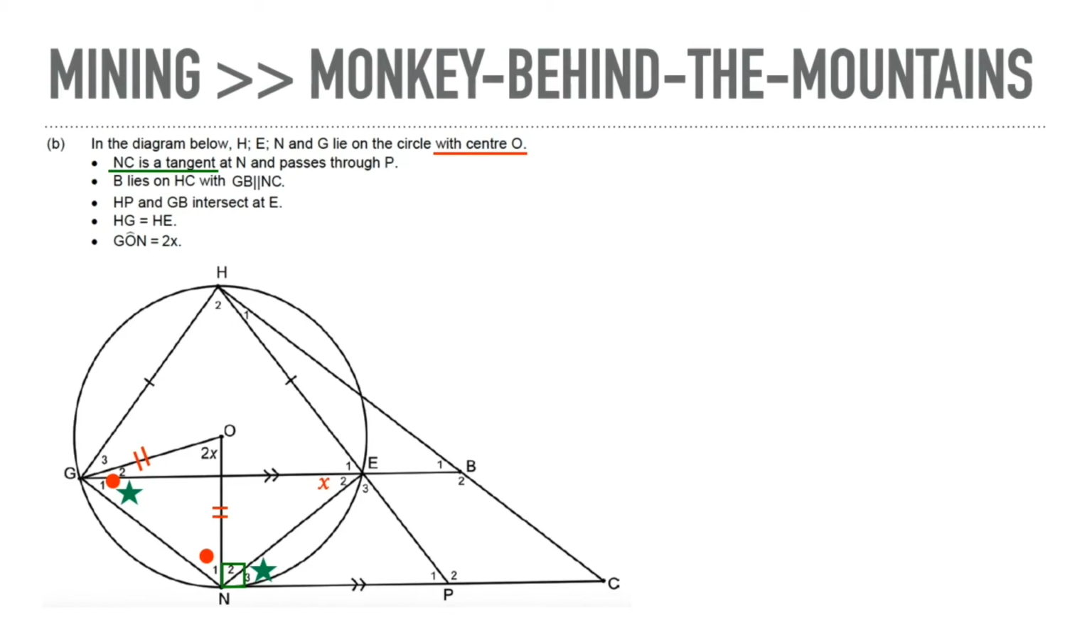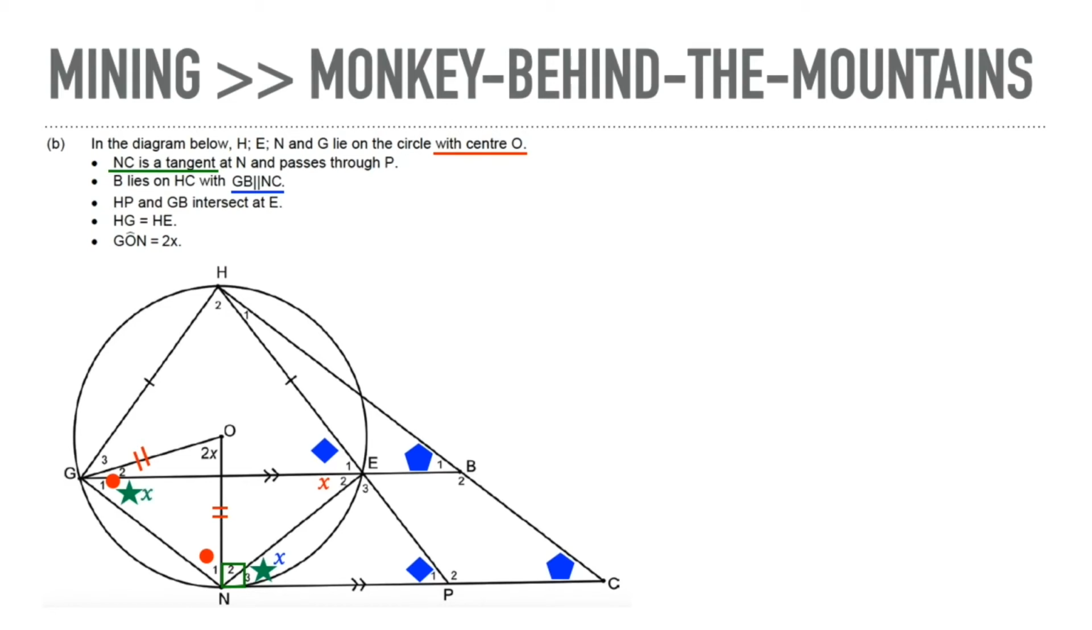Next up, they tell me that GB is parallel to NC. So I look at my grade 8, 9, and 10 theory. If GB is parallel to NC, well, E1 is P1 because of corresponding angles. So is B1 and C. Also, E2 is equal to N3. Oh, that's beautiful, because that means G1 is also X.